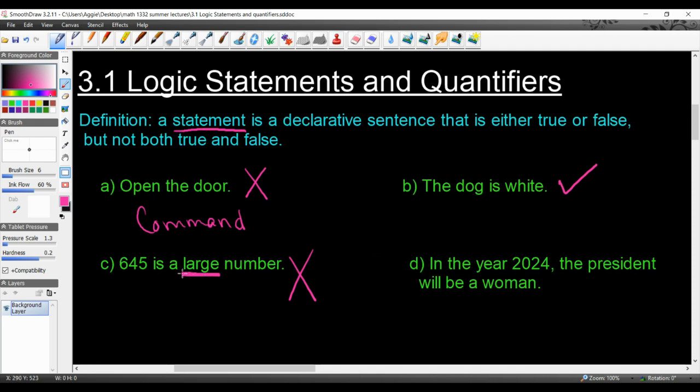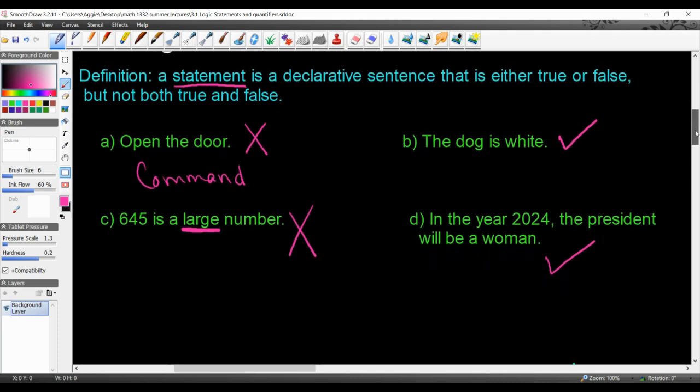Okay. And anytime you see words like this, large, greatest, most, those kinds of words that are almost opinion based, it's not a statement. Okay. In the year 2024, the president will be a woman. So this one, we have no way of knowing if this is going to be true or not. I mean, this is 4 years from now. So it could be true, it could be false, but it's not going to be both. So this one is a statement. Okay. We're going to go ahead and move on.